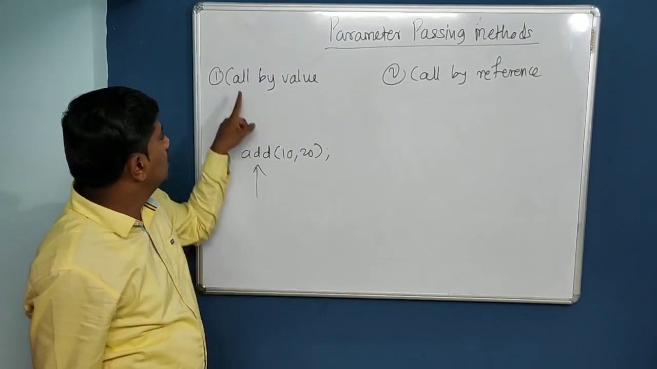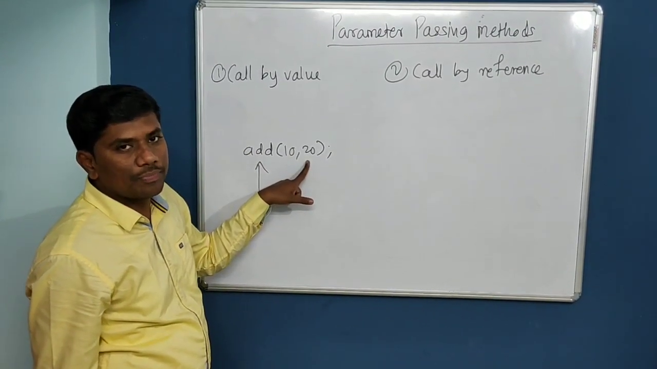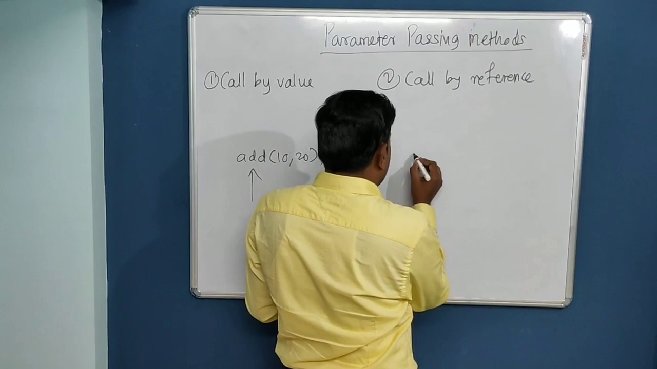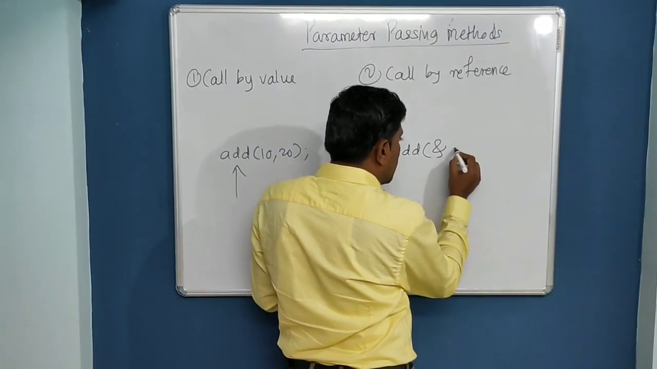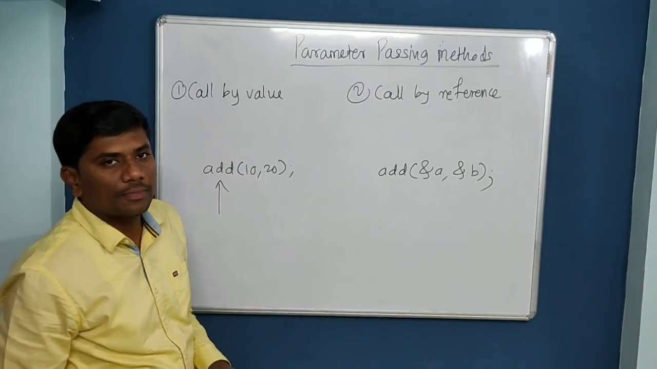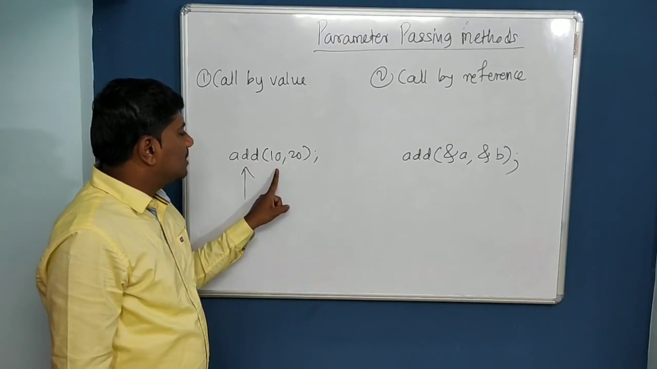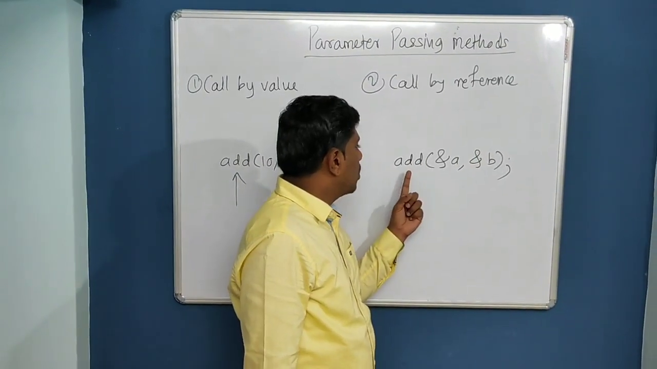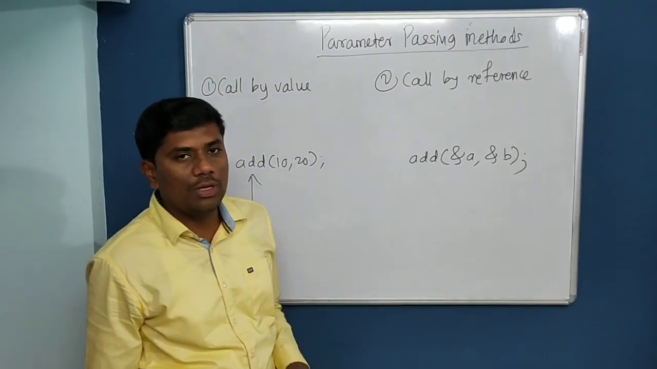In call by value we are calling the function by passing some values. Getting? And in call by reference or address, we are calling the function by passing addresses of some variables. So this is the first difference. In call by value we pass values of actual parameters. In call by reference we pass the addresses of variables, or addresses of actual parameters.